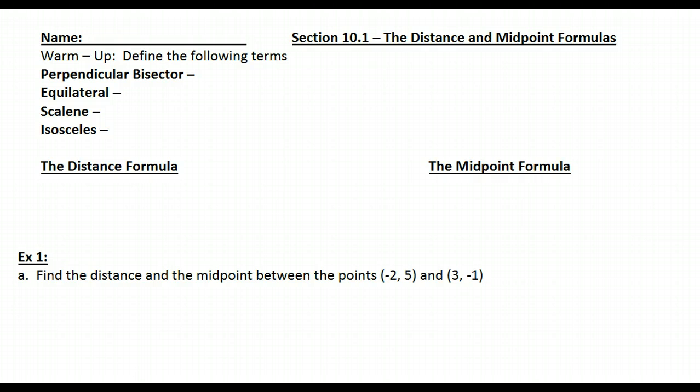Just to start off with, let's define a few terms. A perpendicular bisector. Okay, so what's happening with that is two lines form a right angle, and one of the two lines cuts the other in half. So two lines form a right angle and one cuts the other in half.